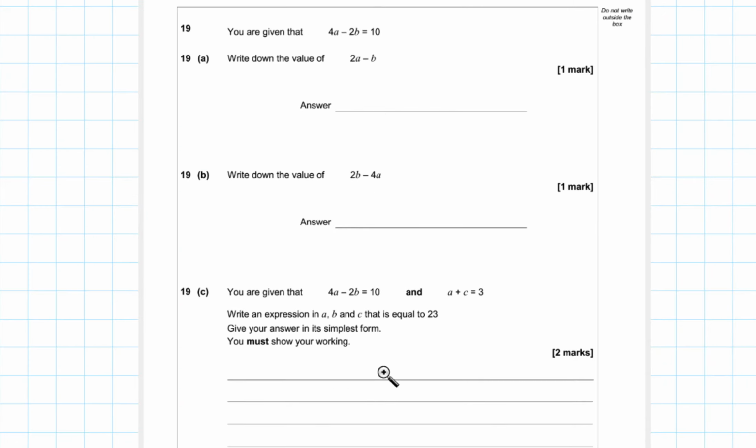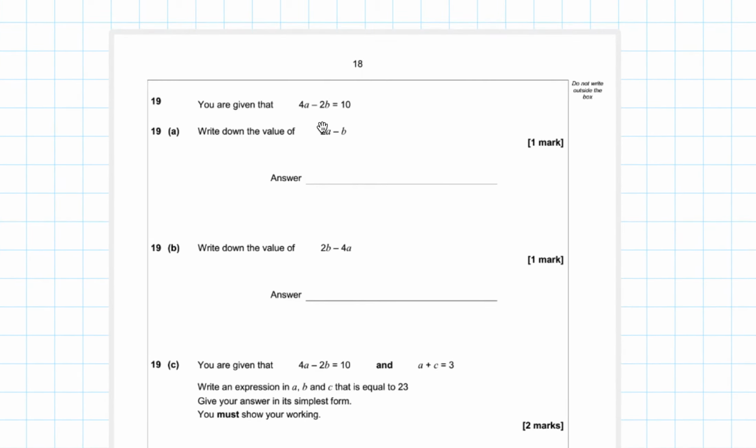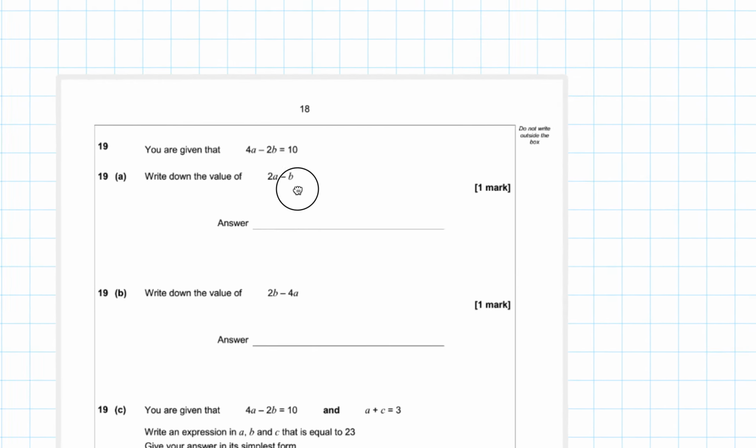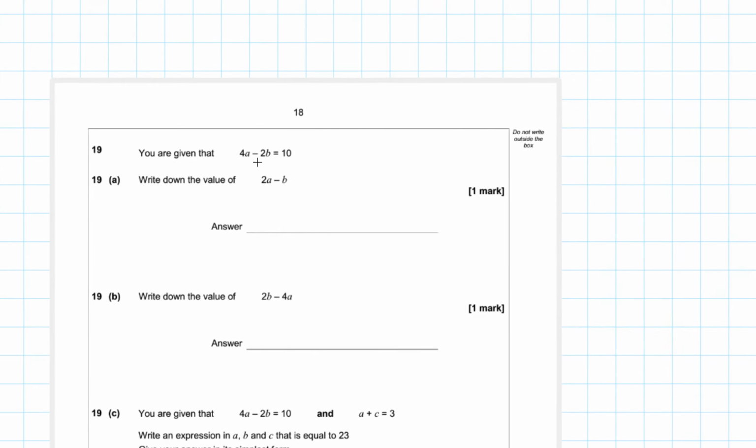Okay, let's move on. Question 19, some algebra. We've got given that 4a minus 2b equals 10. Write down the value of 2a minus b. So here we can say that to go from 4a to 2a, you divide by 2, and to go from 2b to minus b, you divide by 2. Which means that this value, if you divided this one by 2 and this one by 2, you're also going to divide by 2. So 10 over 2 is equal to 5. And that's your final answer for this one.